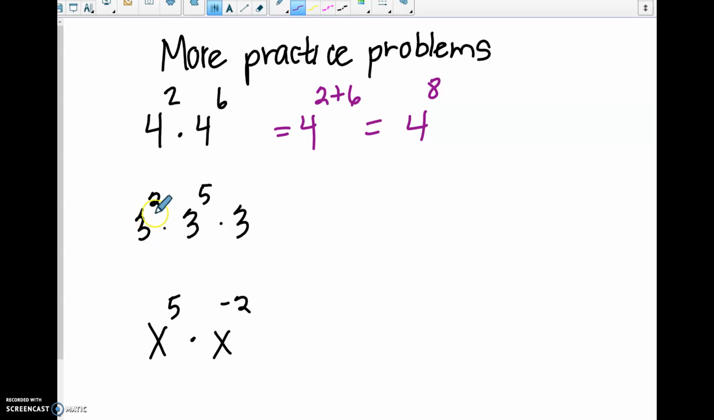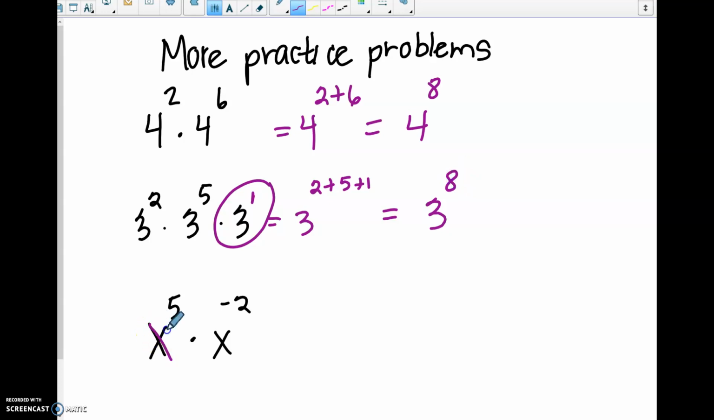All right, these all have a base of 3. So that means we're going to add our exponents. So we have 2 plus 5. Now, what is this exponent here that mathematicians did not write? Remember, there's a 1. So don't forget to add that 1. So we have 3 to the 5, 6, 7, 8th power.